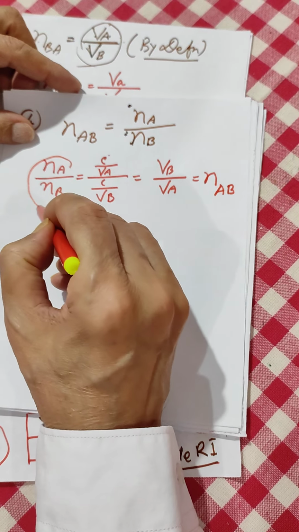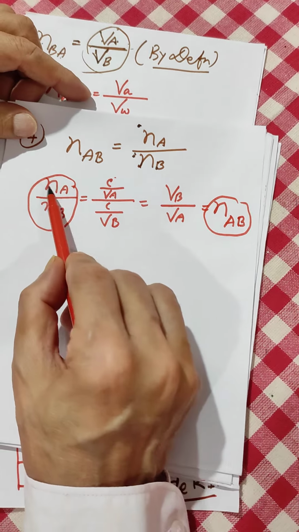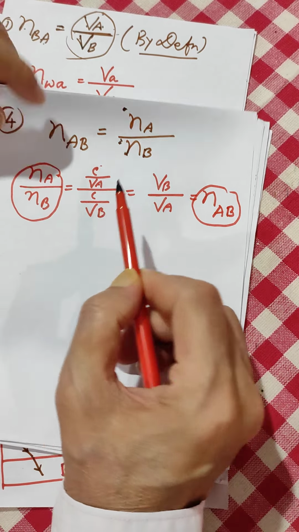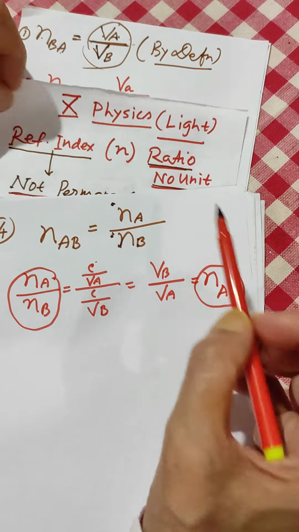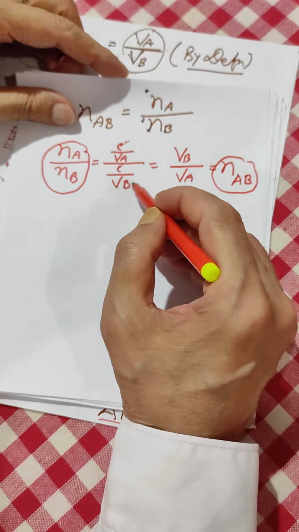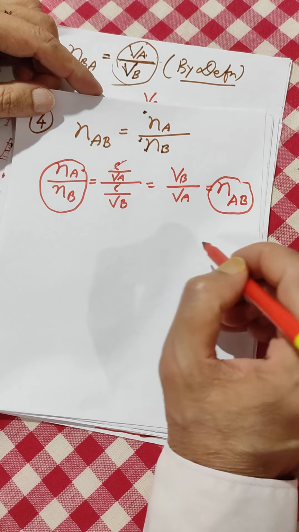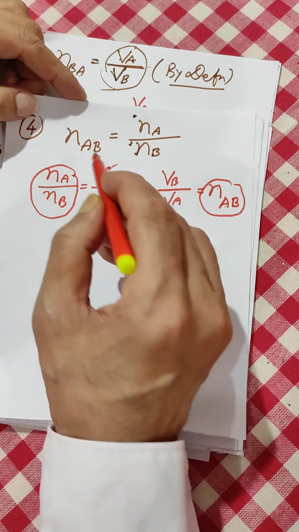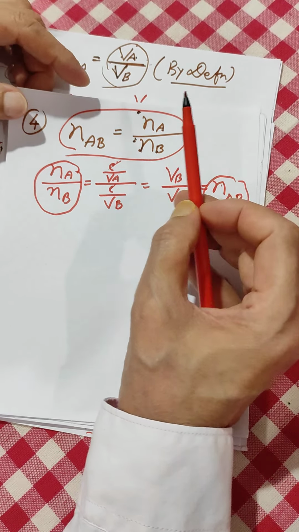So this is how we get the formula. You see, this equals this. If you forget, you can find out this way. NA means C by VA, and NB means C by VB, according to that second formula. When you simplify, this C cancels, so what is left? VB by VA. Now VB by VA is NAB, isn't it? So this is the formula. So NAB equals NA by NB.